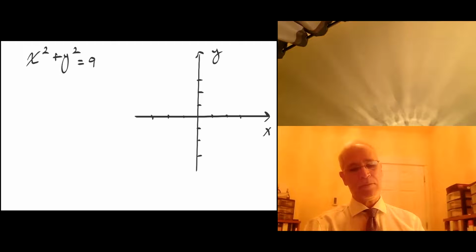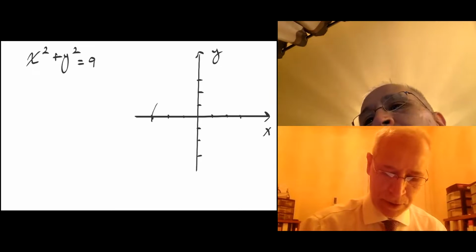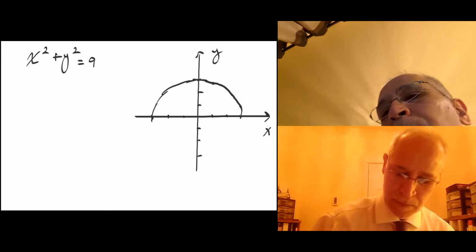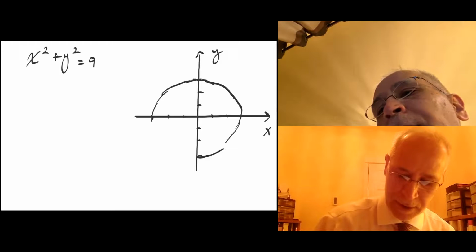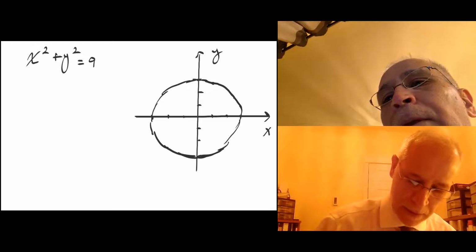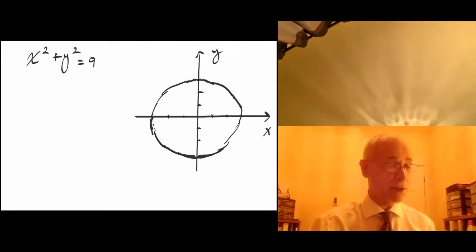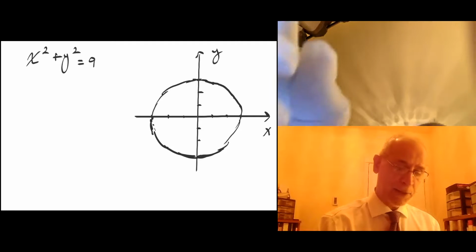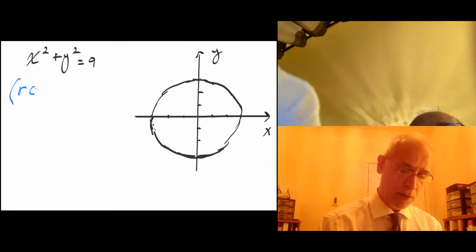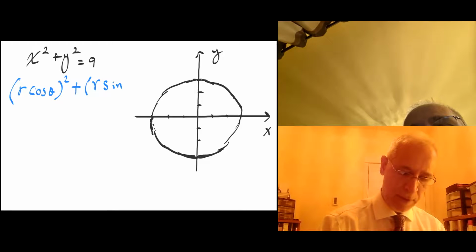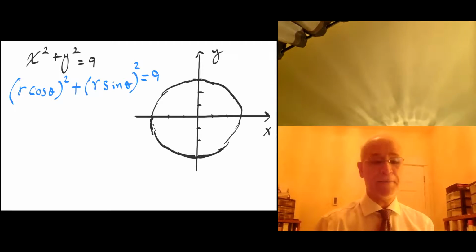And so, of course, you don't have to do the picture. I just want to show you some details in here. And let's just convert this to polar coordinates and see if this is consistent. x is r cosine of theta, quantity squared, plus y is r sine of theta, quantity squared equals 9.